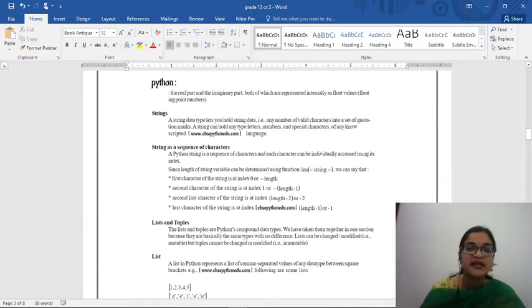So string is any valid characters enclosed within a set of quotations. Also, I have said quotations may be either single quotations or double quotations, provided that if you start with a single quotation, end it with a single quotation. If you start with a double quotation, end it with a double quotation. Clear? And a string is a sequence of characters.